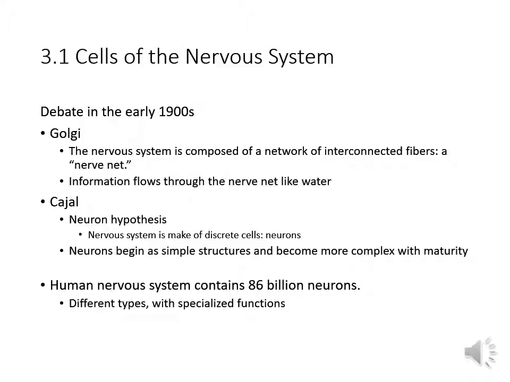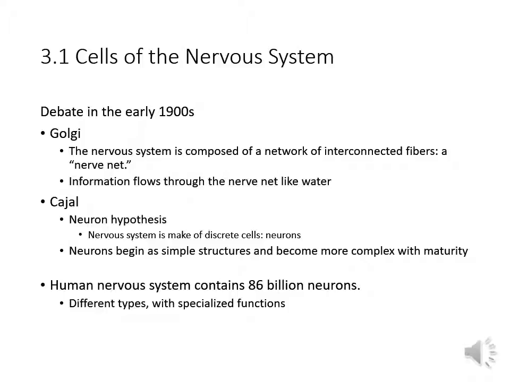Okay, so section 3.1, which is cells of the nervous system. There was a debate in the early 1900s. Essentially, the two main actors were Golgi and Cajal. Golgi believed that the nervous system was composed of a network of fibers, kind of like a nerve net, where information flowed through, like water.